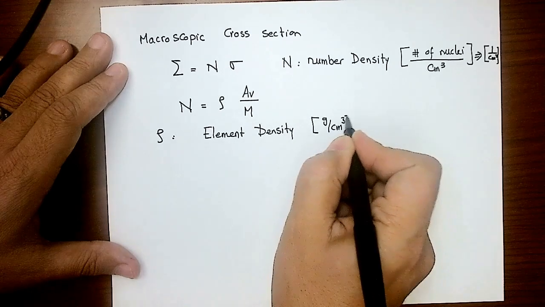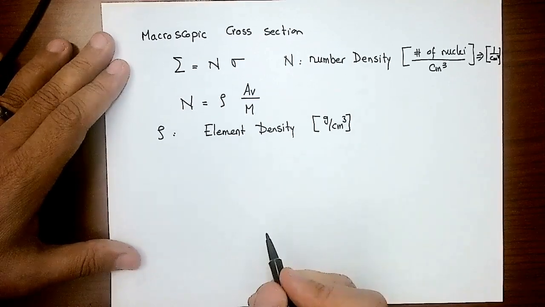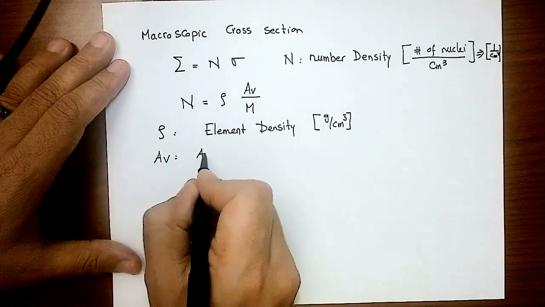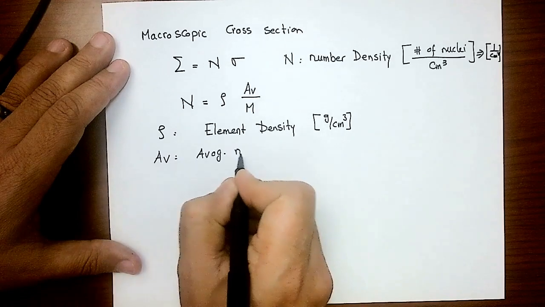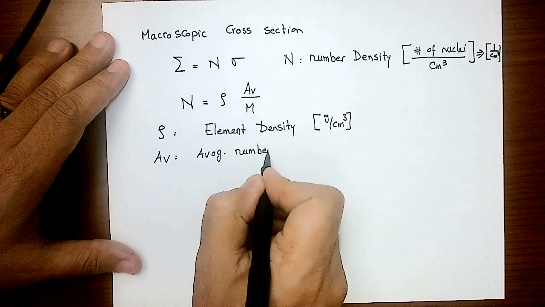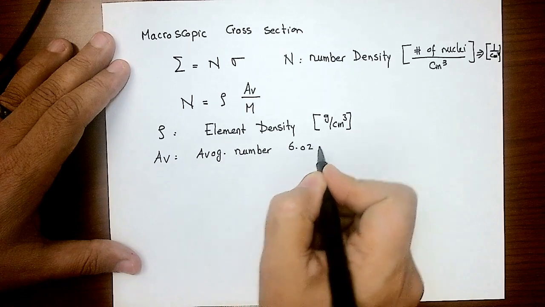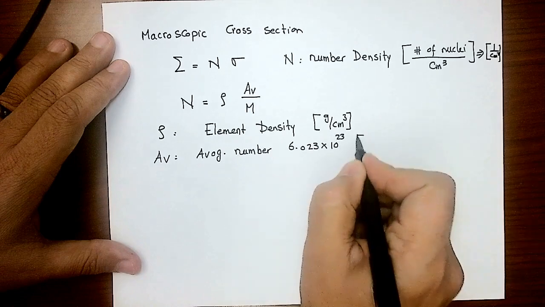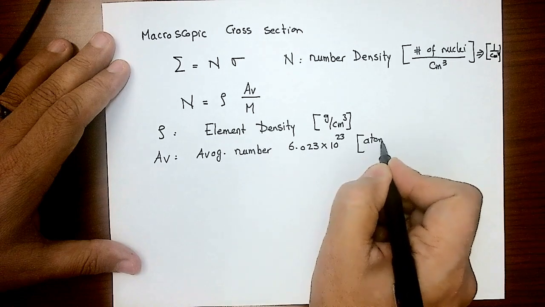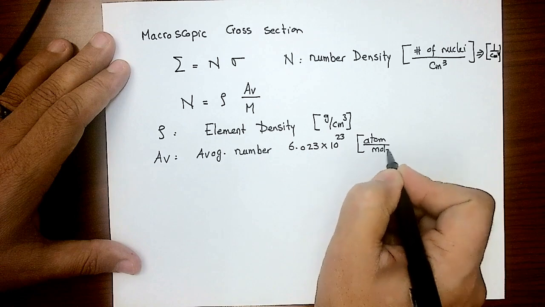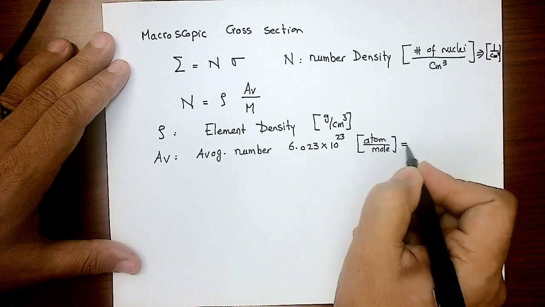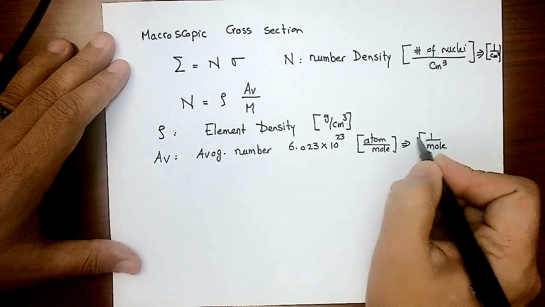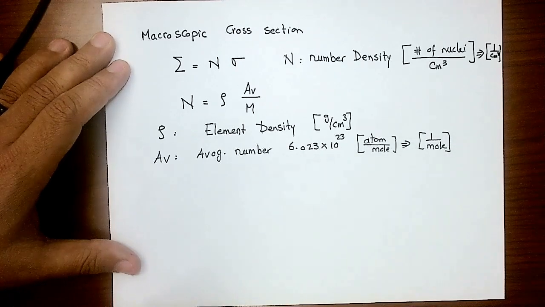Which has a unit usually in gram per cubic centimeter. I'm giving you the units that you're going to see in tables and information in problems. Then AV is Avogadro's number, which is 6.0225, you can make that 6, times 10 to the 23rd. It's atoms per mole, which is the number of atoms per unit mole, so the final unit is 1 over mole, because number doesn't have units here.